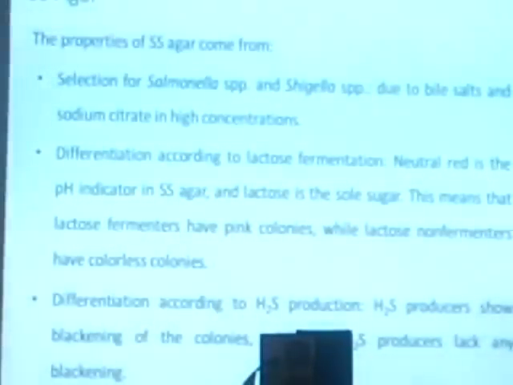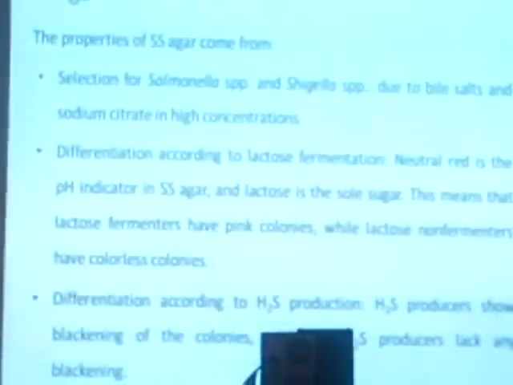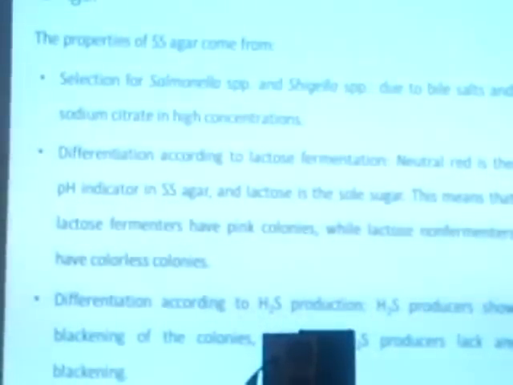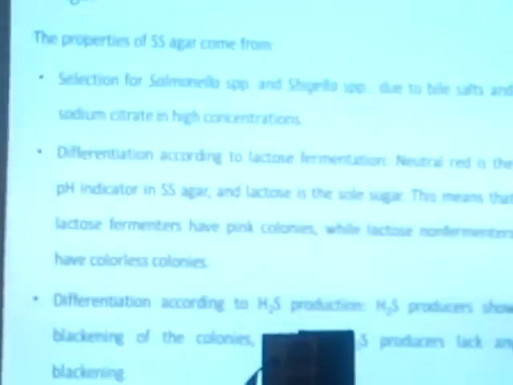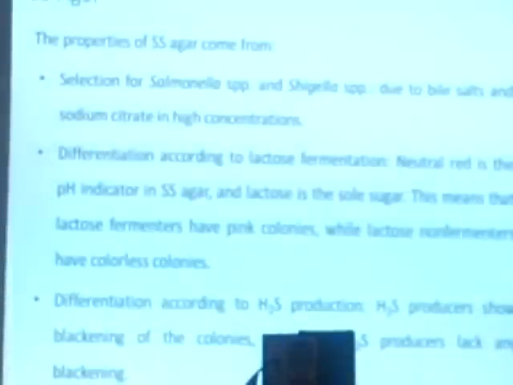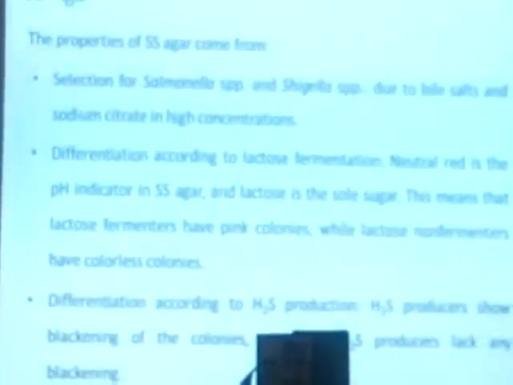Now, SS agar. The properties of SS agar come from selection for Salmonella and Shigella due to bile salts and sodium citrate in high concentrations. Bile salts, when present in high concentrations, will inhibit the growth of even some gram-negative bacteria. It also differentiates, like all highly selective media. They differentiate according to pH change and H2S production.